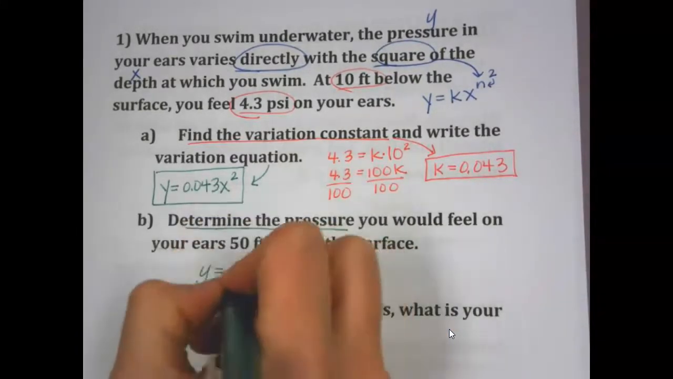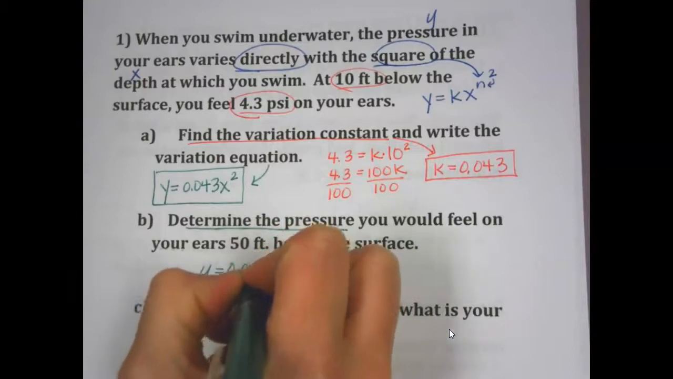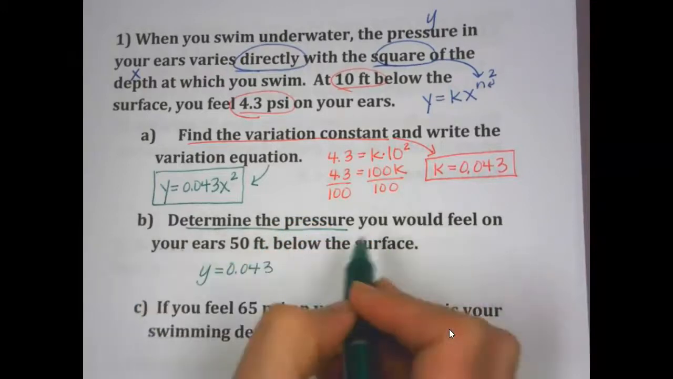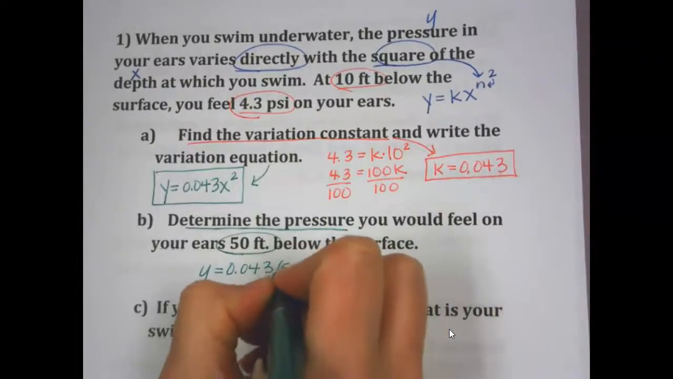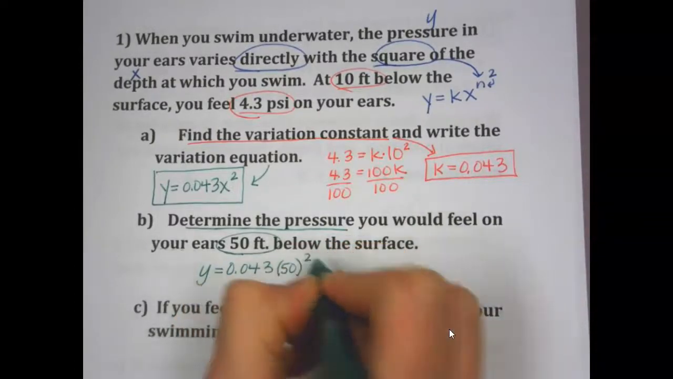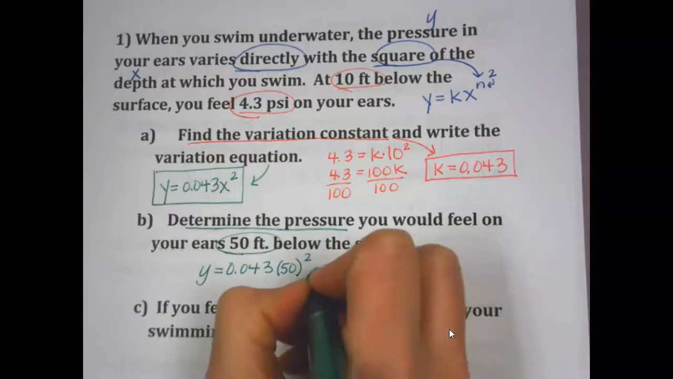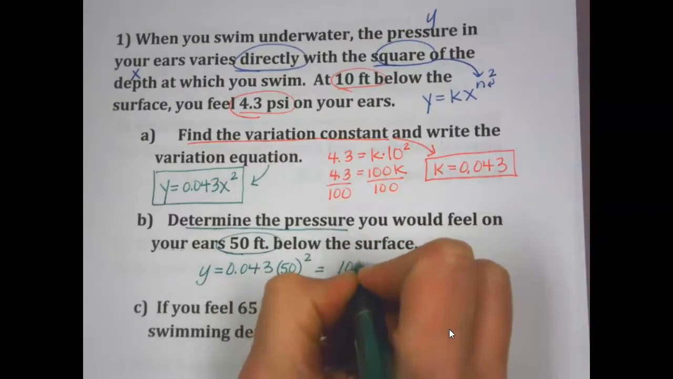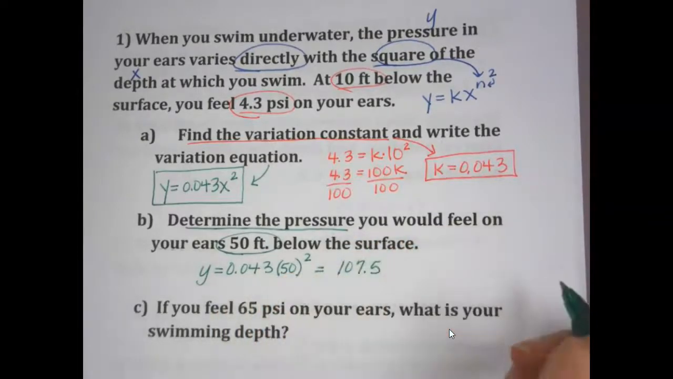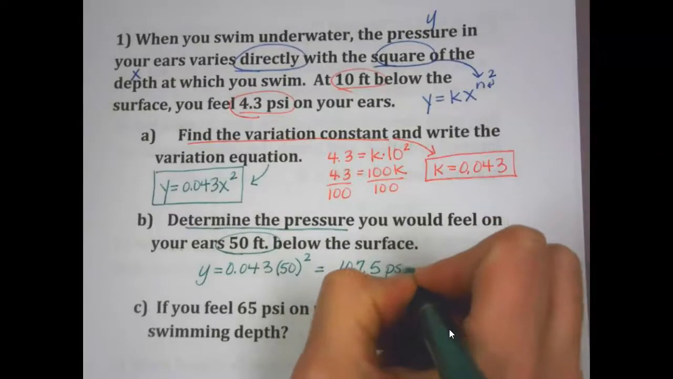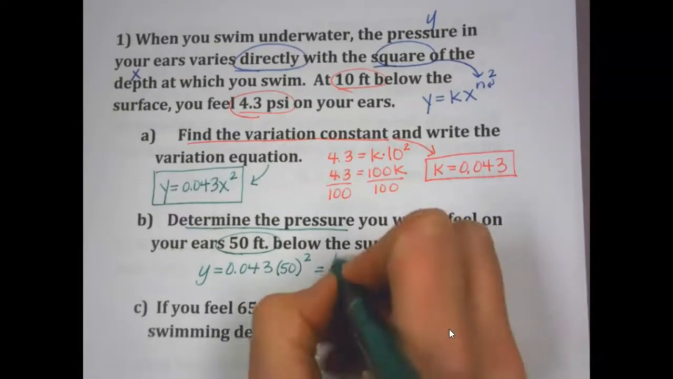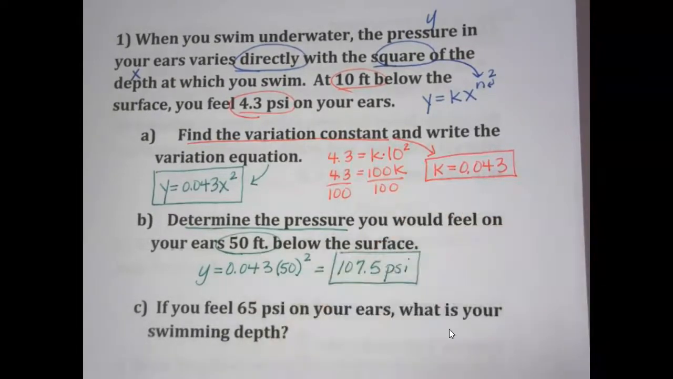We keep the same equation we had up above, 0.043, and you feel on your ears 50 feet. That's depth. So that would go in for x squared. Calculate that, then we get 107.5, and then we're talking about pressure, so we have to see what units we use for pressure, PSI. So 107.5 PSI would be the pressure.